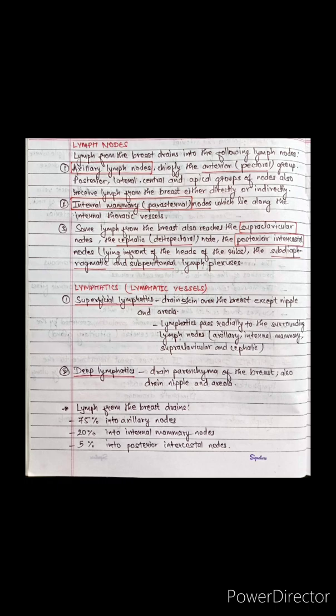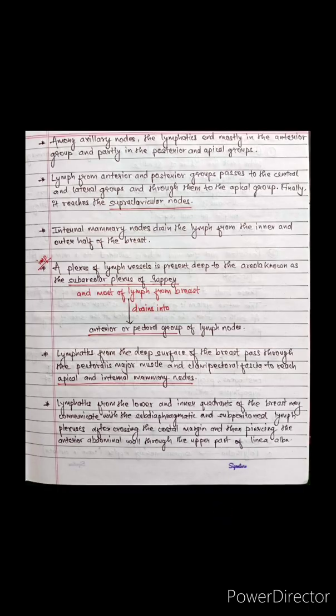Now let us talk about some important points. So the lymph from the breast drains 75% into axillary nodes, 20% into the internal mammary nodes and 5% into the posterior intercostal nodes. Among axillary nodes, the lymphatics end mostly in the anterior group and partly in the posterior and apical groups. Lymph from anterior and posterior groups passes to the central and lateral groups and through them to the apical group, and finally it reaches the supraclavicular nodes.